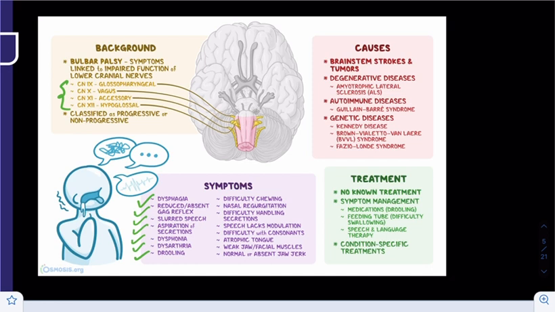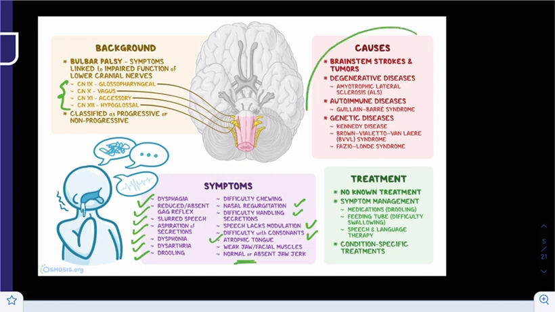And the other manifestations that you come across are nasal regurgitation, difficulty in handling the secretions within the mouth, the speech lacks modulation, and there will also be difficulty with consonants, and there will be an atrophic tongue because it's a lower motor neuron paralysis. Whereas the jaw jerk will be normal or absent. So these are the features of bulbar paralysis.